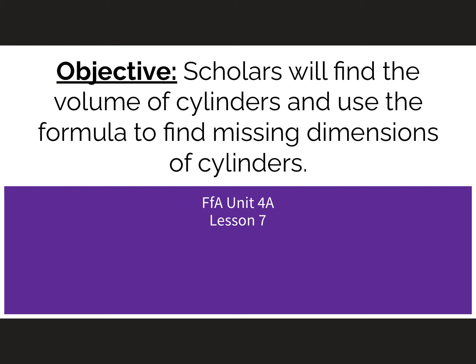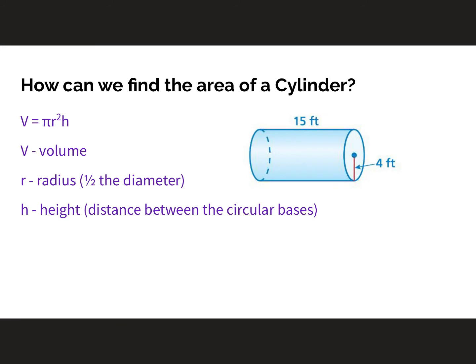Today's objective is scholars will find the volume of cylinders and use the formula to find missing dimensions of cylinders. So, first question, how can we find the volume of a cylinder? It is three-dimensional, it is volume. So, first of all, the volume formula for a cylinder is pi times the radius squared times h.